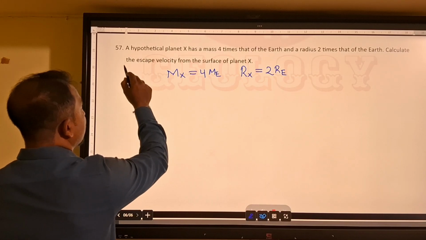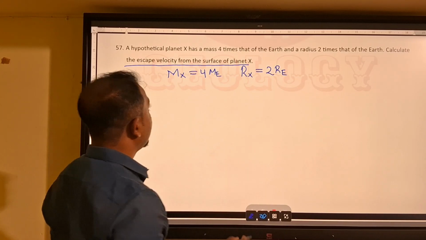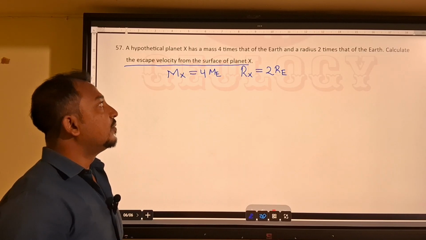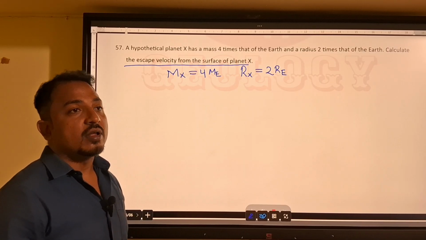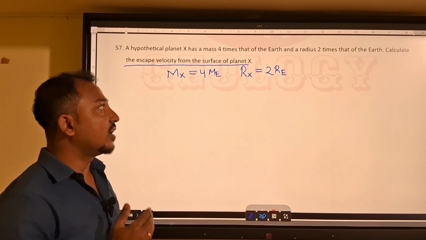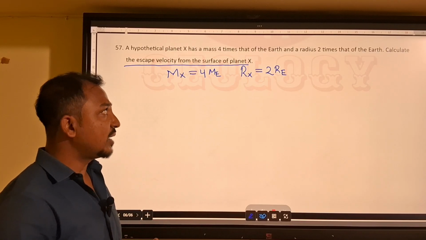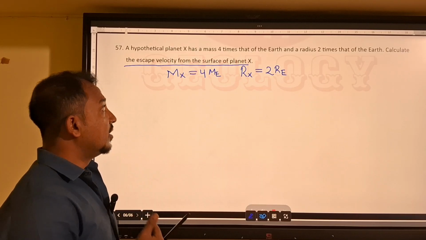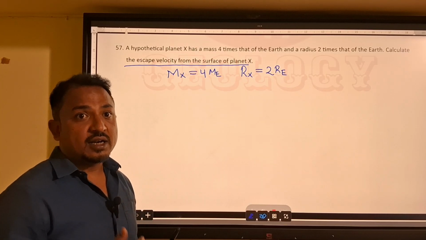So calculate the escape velocity from the surface of the planet X, or you can say in another way, how many times the planet X has escape velocity than the Earth. This type of question can be asked, or you can ask what is the ratio between the escape velocity of planet X and planet Earth.